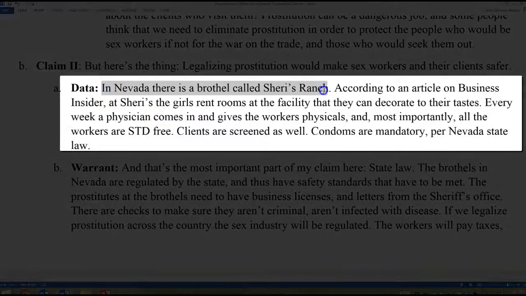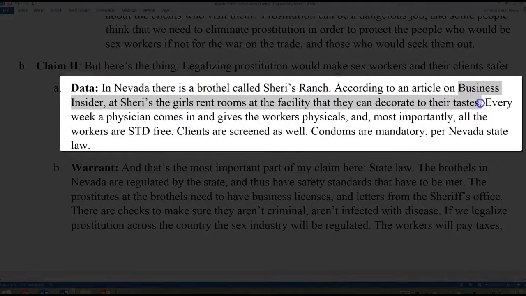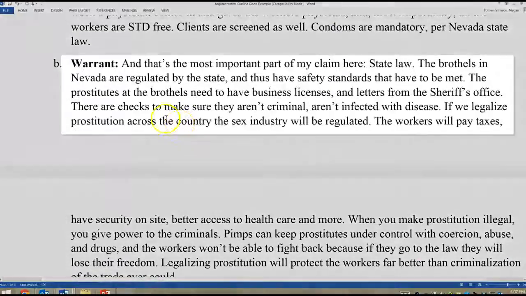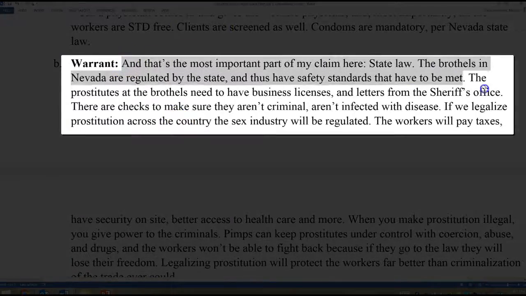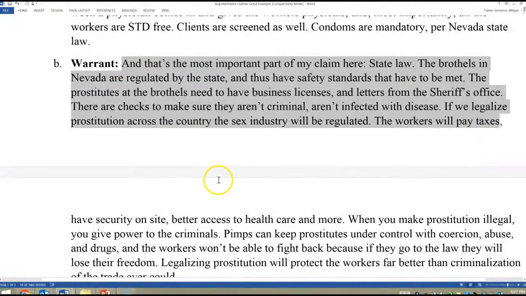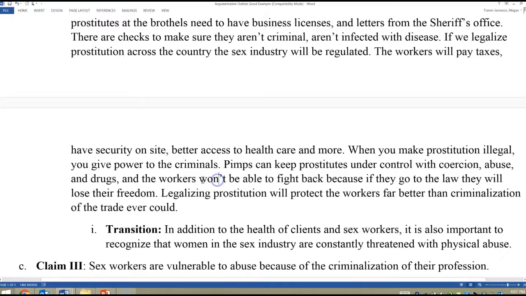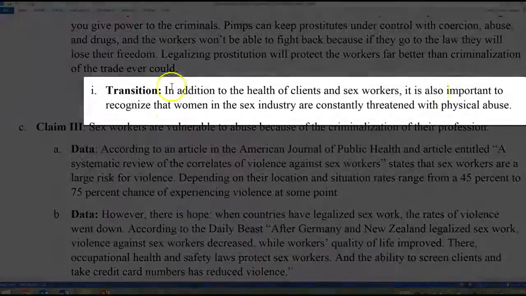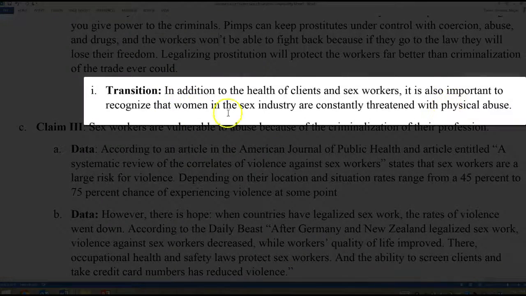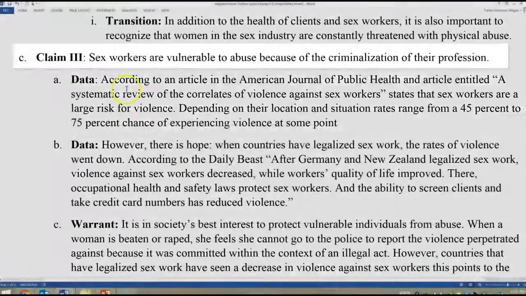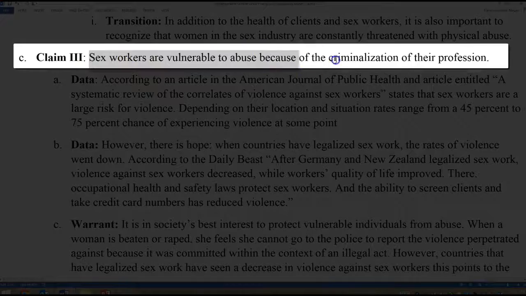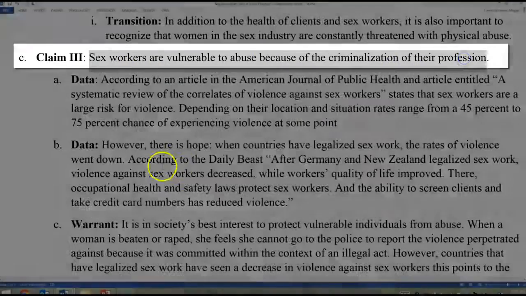She then uses Nevada as an example, and she quotes a Business Insider article, and then talks about the fact that because it's state regulated, like she mentioned in the claim and data, that it would actually be safer. She then transitions into the next point, and this actually is just a sentence, which again, like I said, is all you really need. The next one is sex workers are vulnerable to abuse because of the criminalization of their profession.